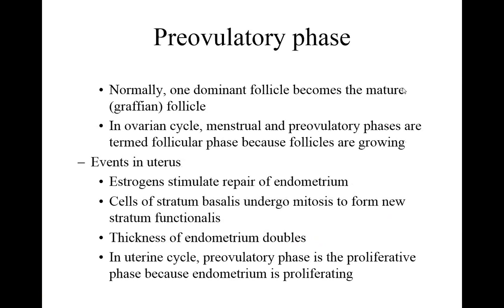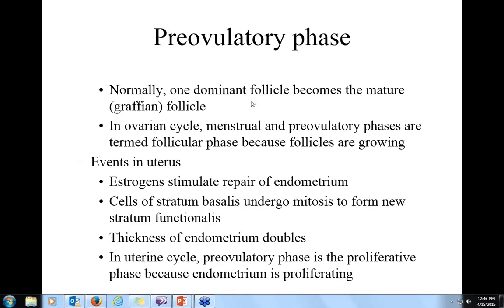Okay. So you're getting in the ovarian phase a dominant follicle. And in the uterus, you're getting repair of the endometrium. So the basal cells are undergoing mitosis and forming a new functional layer, stratum functionalis. So the endometrium starts to double, so it begins to thicken.